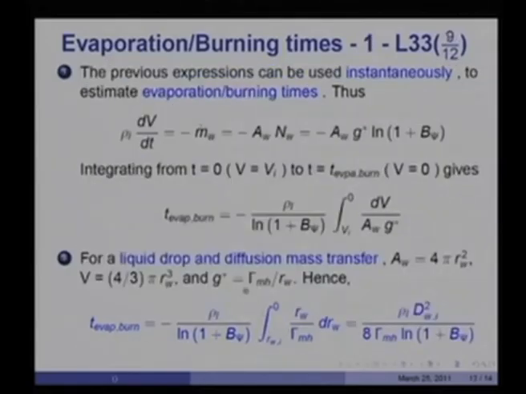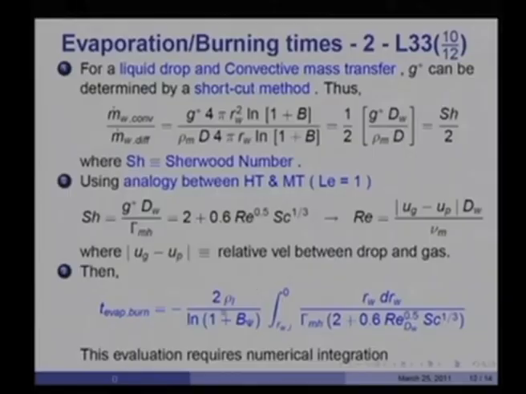Or this expression, for example, will now get changed to 2 times rho L ln 1 plus b psi, Rwi to 0, Rw drw divided by gamma h, 2 plus 0.6 Re dw to the 0.5 Schmidt number raised to 1/3. Now, since this also contains the radius Rw, because dw is 2 times Rw, this expression requires numerical integration because closed form solutions are not found.